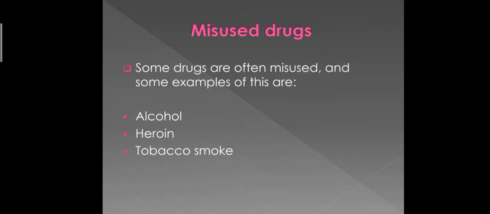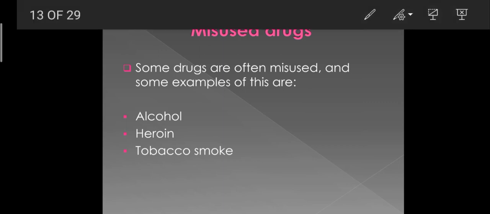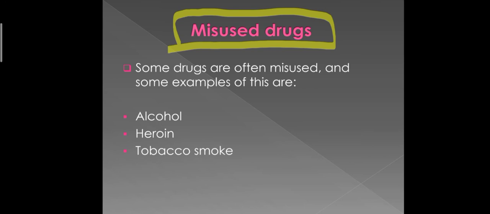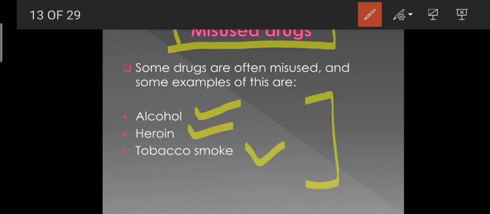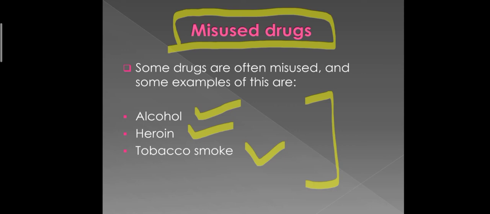Now we will discuss misused drugs. It is an important topic. As we have discussed, what is known as misusing of a drug? If a person is consuming more than the recommended amount of a drug, it is known as misusing the drug. Some drugs are often misused, and some examples of these are alcohol, heroin and tobacco smoke. These are the commonly misused drugs, and these can lead to harmful effects on humans.